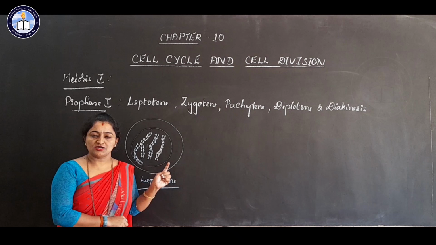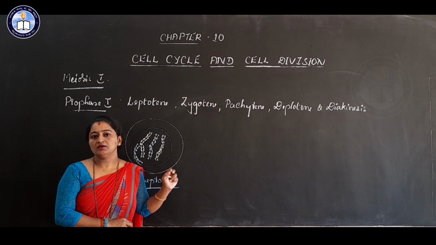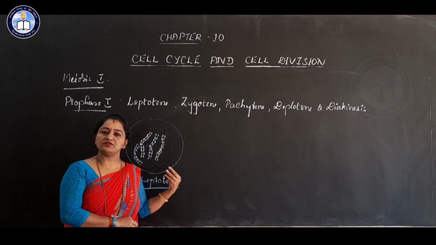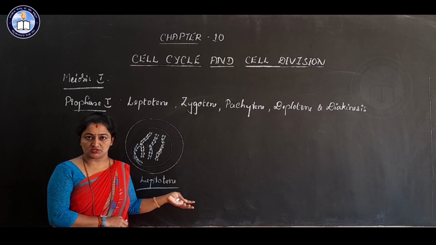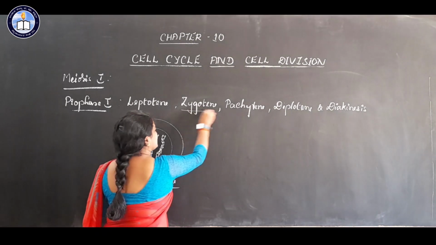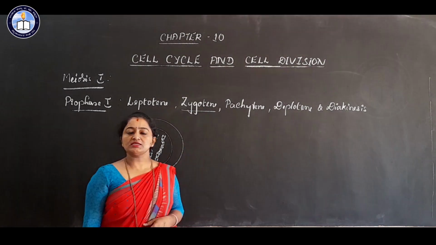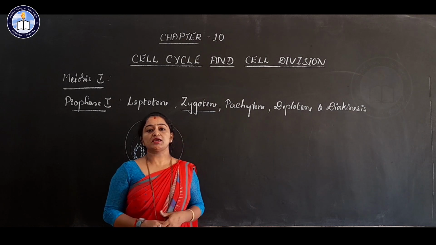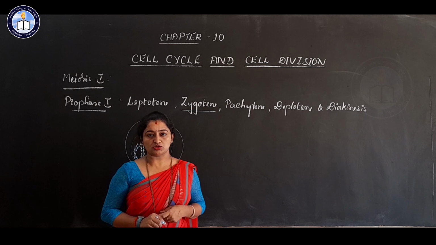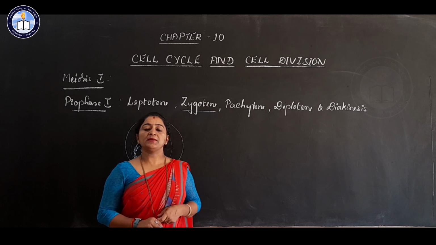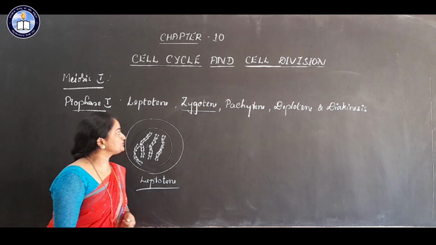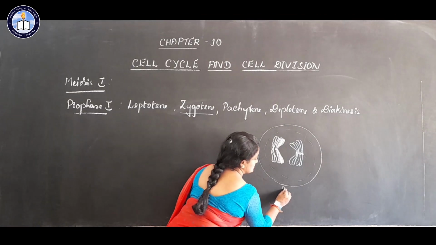In the leptotene stage, chromatin fibers start to become visible, and condensation of chromatin fibers, chromosomes, continues. This is about leptotene. Next stage is zygotene. Zygotene is very important. In the zygotene stage, pairing of homologous chromosomes takes place. Pairing of homologous chromosomes. This is about leptotene. Now about the zygotene.